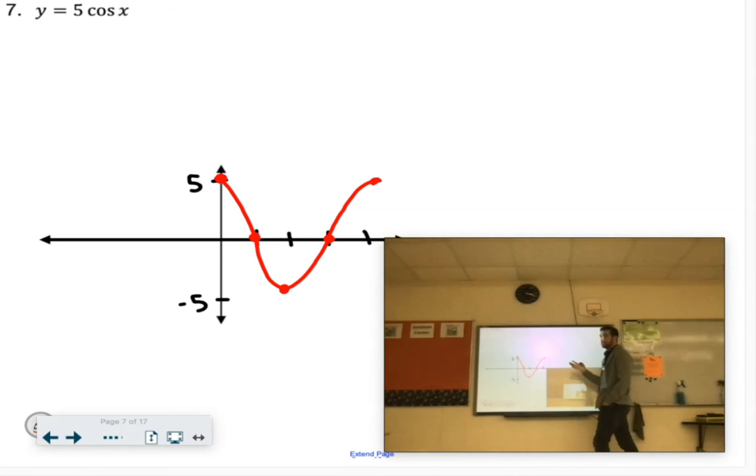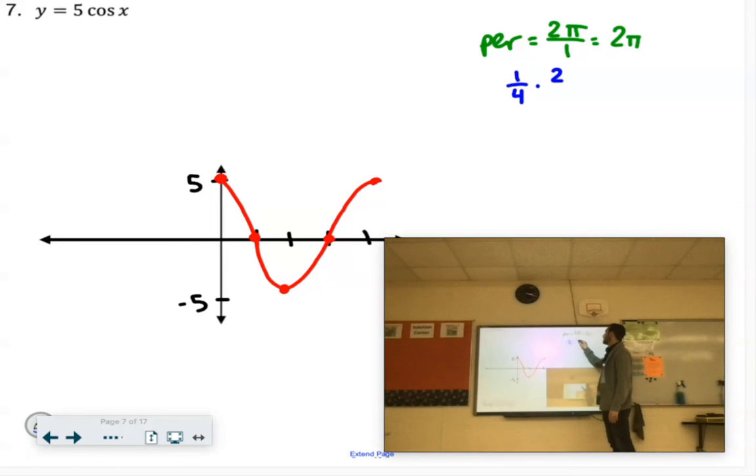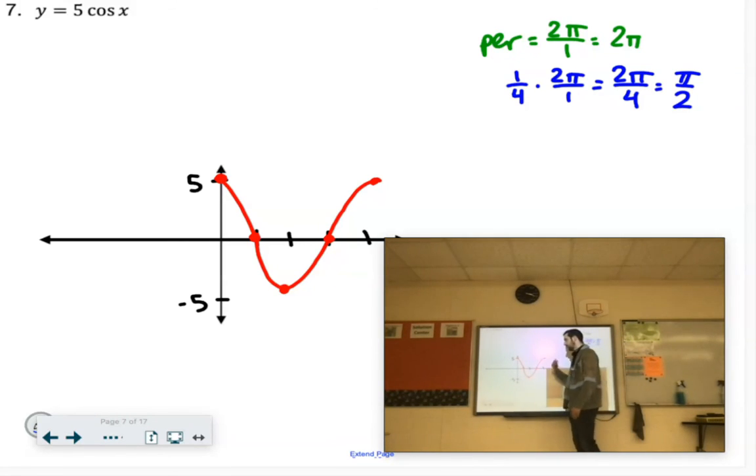Again, now we just need to figure out the labels here. So we need to figure out the period is 2 pi over b, and b for us is just 1. So the period is going to be 2 pi, but we need that broken into 4 chunks. So we can just do 1/4 times 2 pi, which you see a lot. Comes out to 2 pi over 4, which reduces to pi over 2. So each label will increase by 1 pi over 2.